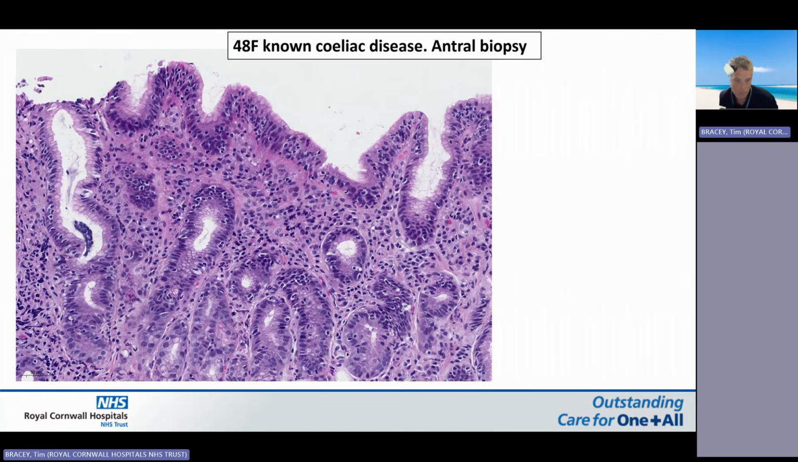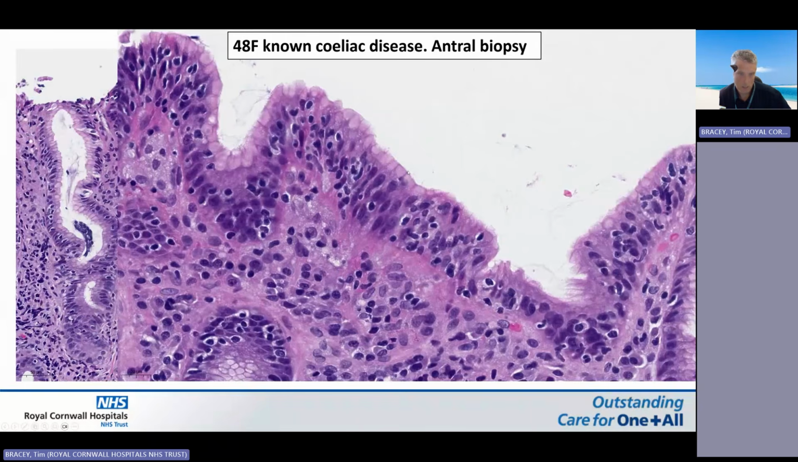This is actually a consultant physician colleague of mine, which always makes you worry when you get a biopsy from a colleague. So she was known to have celiac disease, but also had some upper GI symptoms. And so they biopsied it, and this is antral mucosa, and there's a brisk increase in intraepithelial lymphocytes.